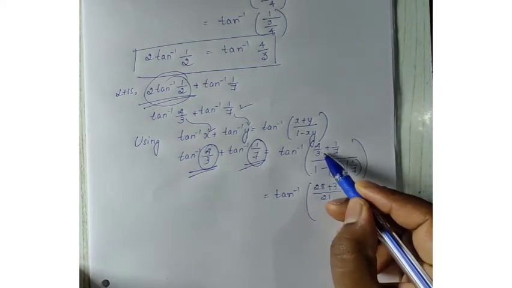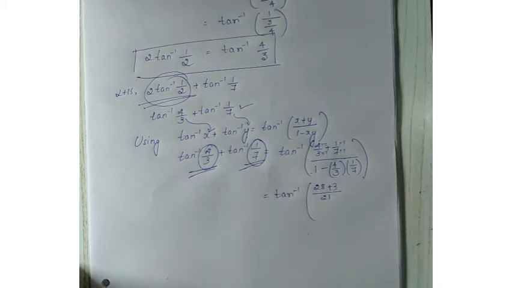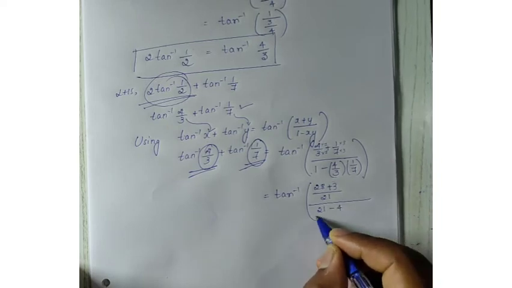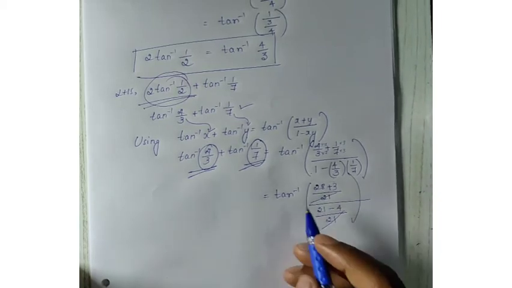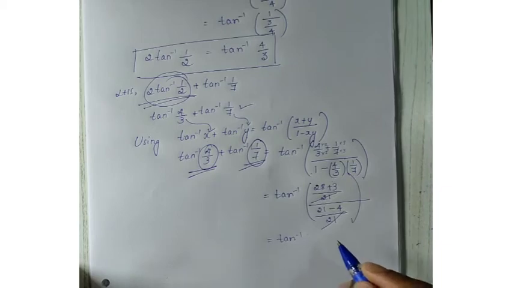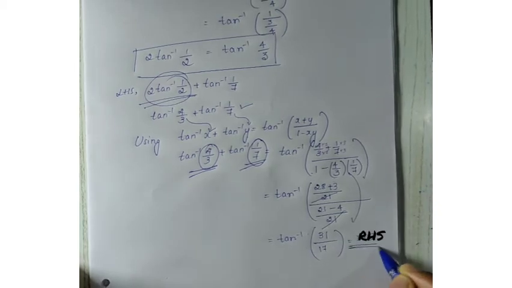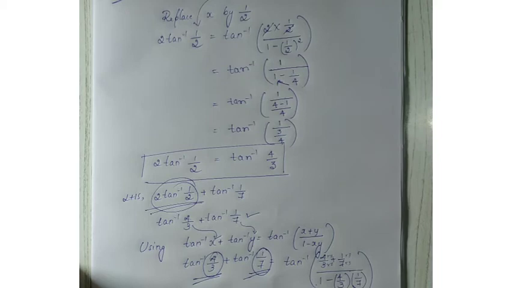I just took an LCM of this. This is 7 into 3 over here. So this is in the numerator, and if you solve the denominator, this would be 21 minus 4 divided by 21, 3 7s are 21, right? Anyhow 21 and 21 get cancelled. So therefore tan inverse of 28 plus 3 is 31 and 21 minus 4 is 17, which is your RHS. See, right? So this is how you prove problem number 4 of exercise 2.2. Let us now solve problem number 5.